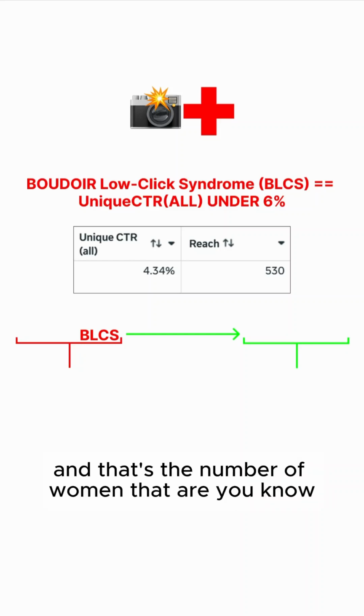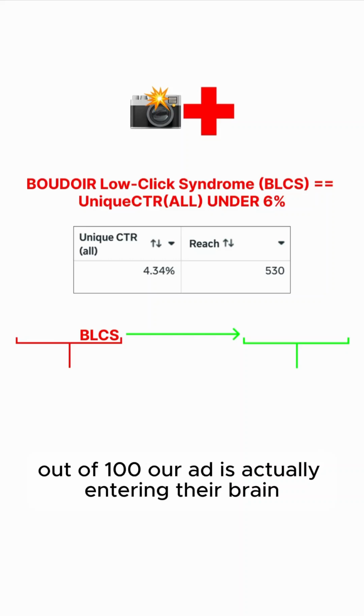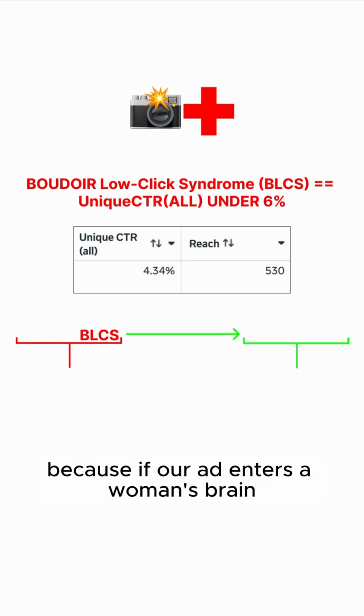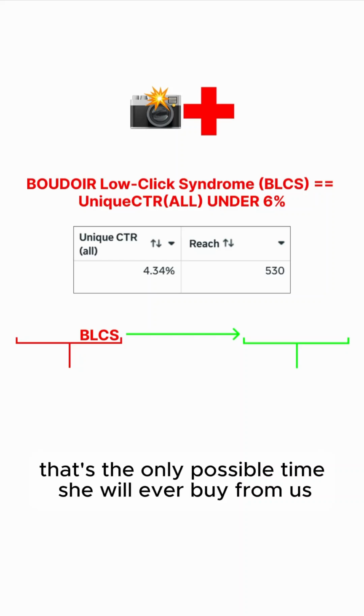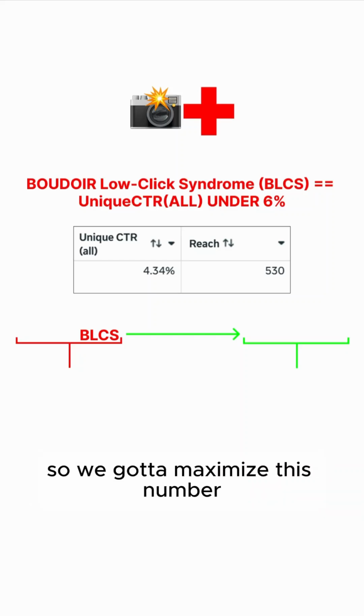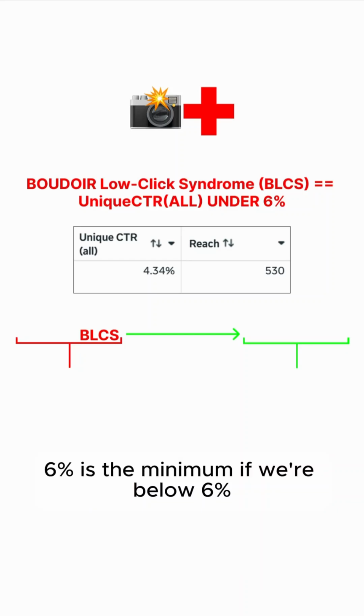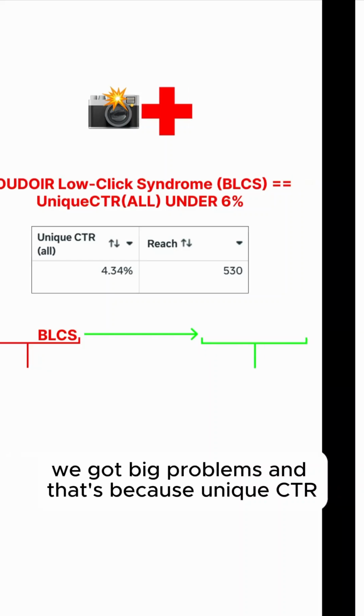And that's the number of women, out of 100, whose brains our ad is actually entering. And we care about that because if our ad enters a woman's brain, that's the only possible time she will ever buy from us. So we've got to maximize this number, get it up as high as possible. 6% is the minimum. If we're below 6%, we've got big problems.